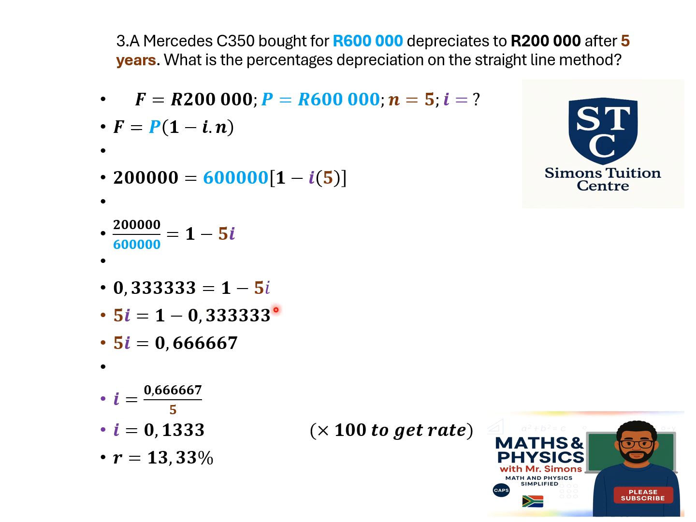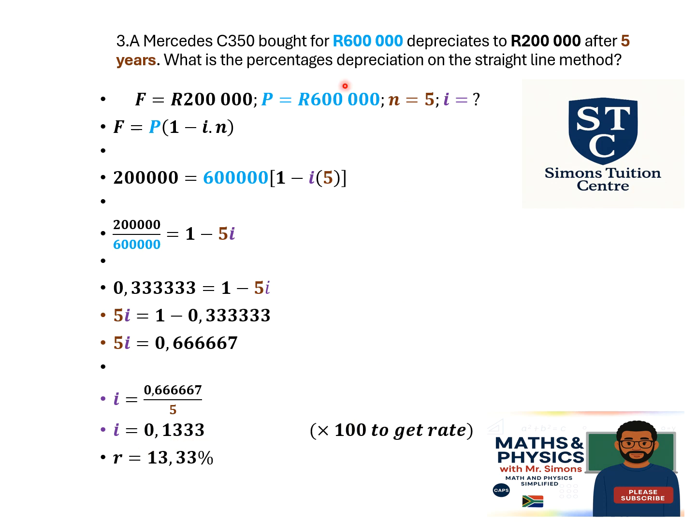1 minus 5i. Negative 5i, if I take it across, becomes positive 5i. Then I'm left with 1 minus 0.3333 going on, which again gives me 0.666666. I just rounded off the last value to 7. So to get i, I'm first going to divide by 5. That's 5 times i. So to get rid of multiplication, I'm going to use division. 0.667 divided by 5, which then gives me i equal to 0.1333.